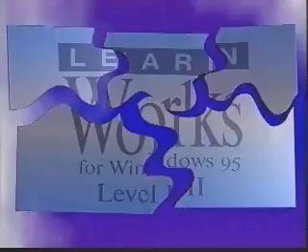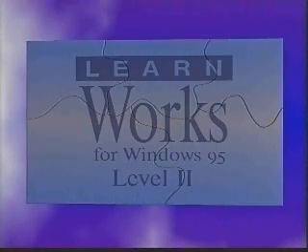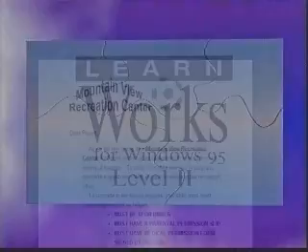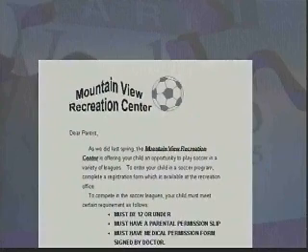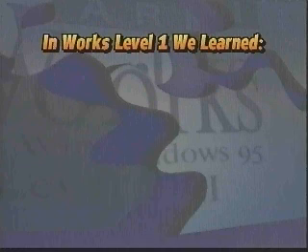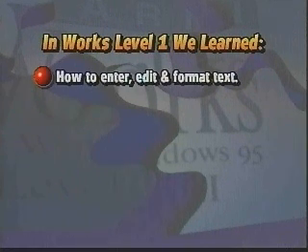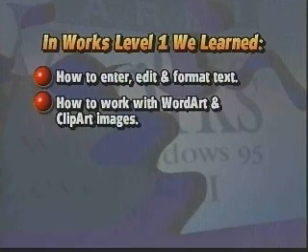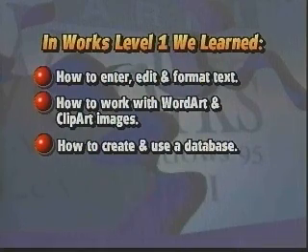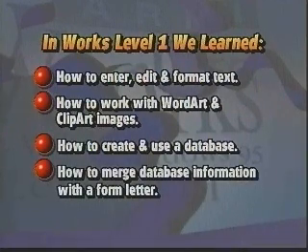And welcome to my second lesson on Works version 4.0 for Windows. This lesson builds on the database skills taught in my first Works lesson, plus teaches you how to build an effective Works spreadsheet. In my first lesson on Works 4.0, we created a business form letter. In the process of creating this letter, we learned basic word processing skills such as entering, editing, and formatting text. We also learned how to work with word art and clip art images. In addition to those skills, we learned how to create and use a database. In the end, we merged the database information with a form letter to create a series of personalized letters.